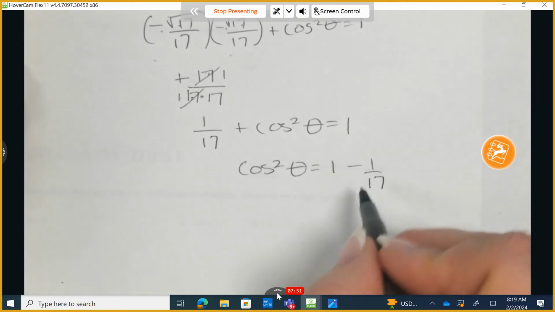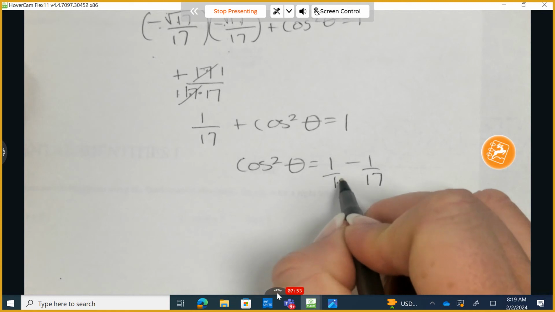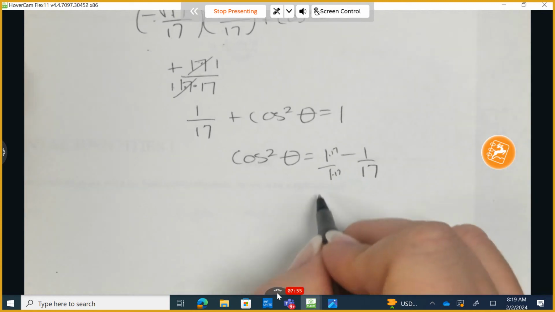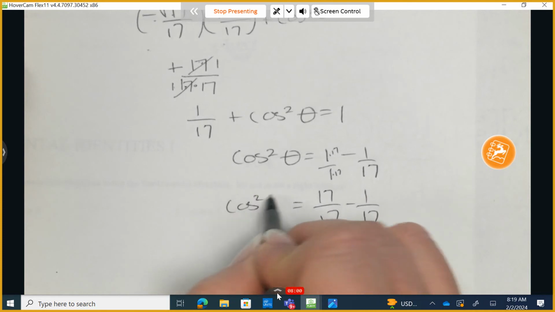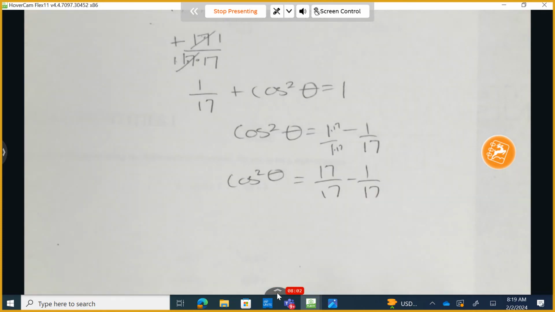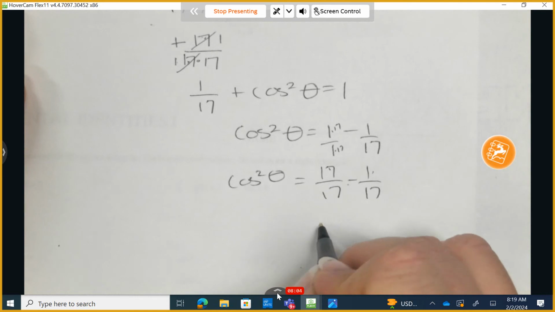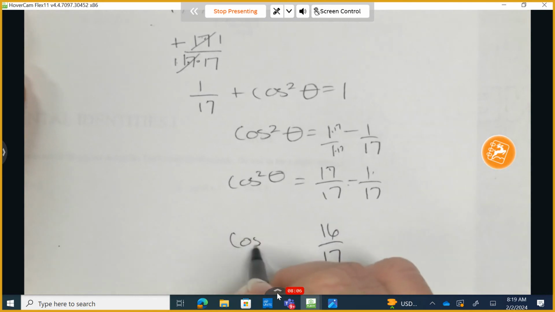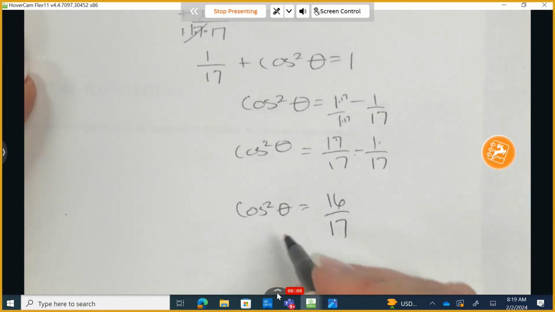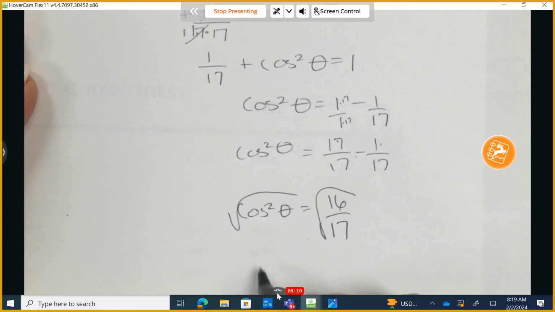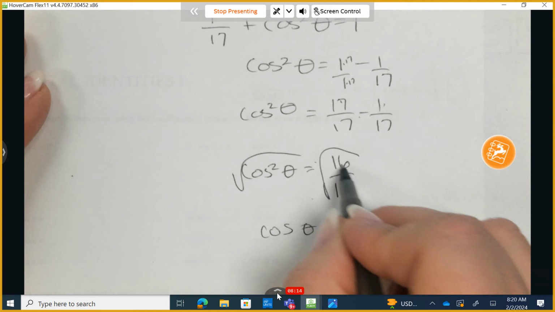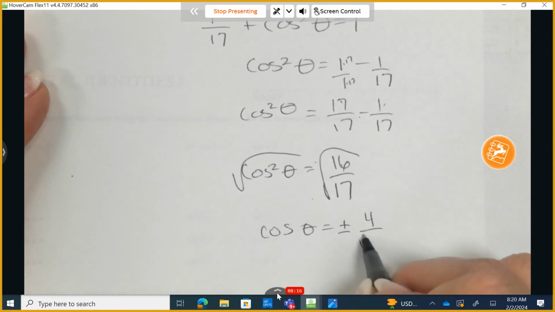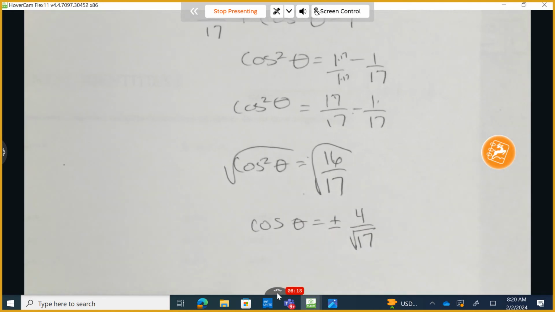And now I want to find a common denominator here, so I'm going to go times 17. 17 over 17 minus 1 over 17 equals the cosine squared theta. 17 minus 1 is 16. And I take the square root. I would have 2 answers here, both positive and negative. The square root of 16 is 4. The square root of 17 is irrational. We need to make it into a proper form in just a second.